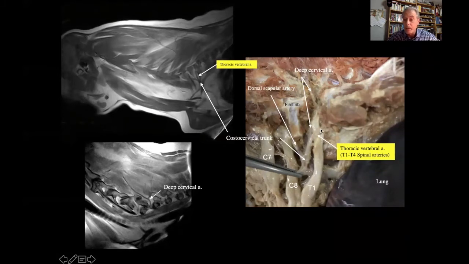Branches from this artery are spinal arteries that are going to supply arterial blood to the first thoracic segments up to T4. Another branch of this costocervical trunk is the deep cervical artery here. You have it in this MRI.